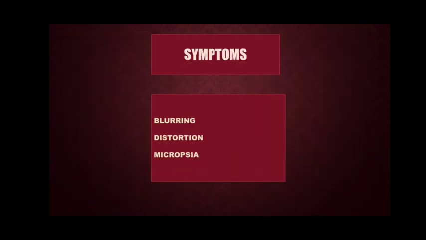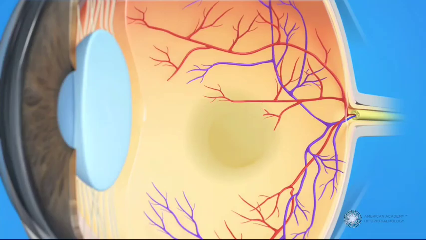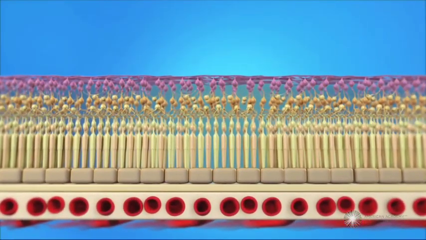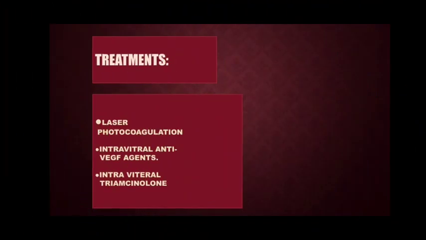The person who has cystoid macular edema has blurred and distorted vision. Sometimes the images of objects are perceived to be smaller than they actually are, which is micropsia. The signs of cystoid macular edema are loss of foveal depression, thickening of retina, optic disc swelling, lamellar hole visible, blurring and distortion. In this video, you can see the fluid leak from the vessels and accumulate, forming a cystoid-like appearance called cystoid macular edema. How are these different types of macular edema treated?